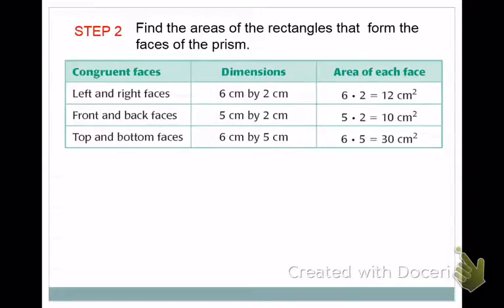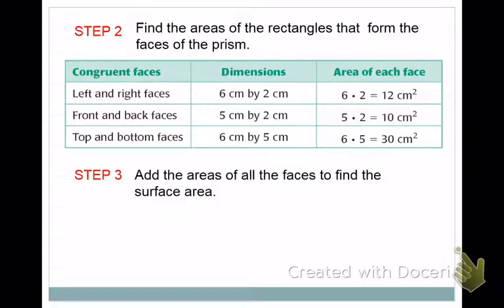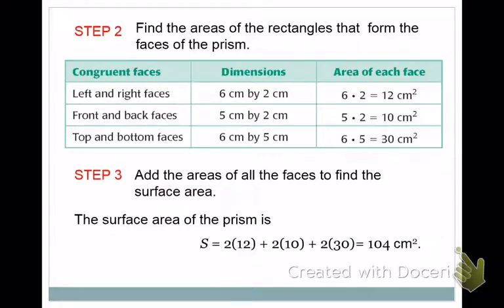So if it's the sum of the faces, the left and right faces are 6 by 2, so their area is 12. The front and back faces are 5 by 2, so their area is 10, and the top and bottom are 30. Right? So then I'm going to multiply each one of those by 2. The 12 times 2, 10 times 2, and 30 times 2, and I get 104.